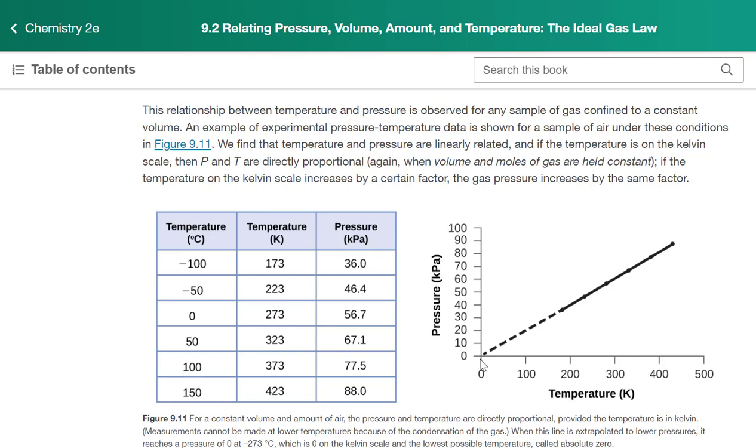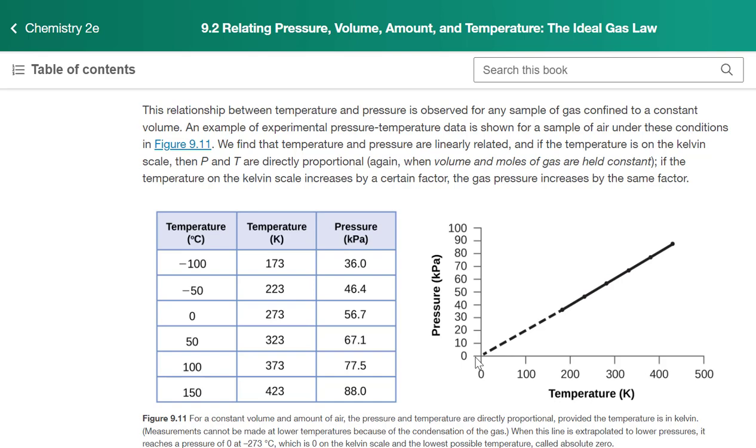So we talked earlier about the different measures of temperature. We have Celsius, we have Kelvin, and we talked a little bit about how 0 Kelvin is absolute zero. That's what this is talking about. That is, experimentally, we can show that this line goes back and intercepts at zero. So that's where that idea of absolute zero comes from.